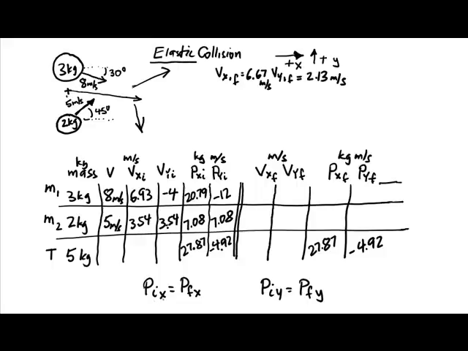Our initial momentum in the x direction equals our final momentum in the x direction. Our initial momentum in the y direction equals our final momentum in the y direction. We'll go ahead and fill this out. So our final velocity is 6.67 in the x direction and 2.13 in the y direction. All right, I'm just going to figure out what my momentum from object 1 is. I'm just going to do a little bit of multiplying.